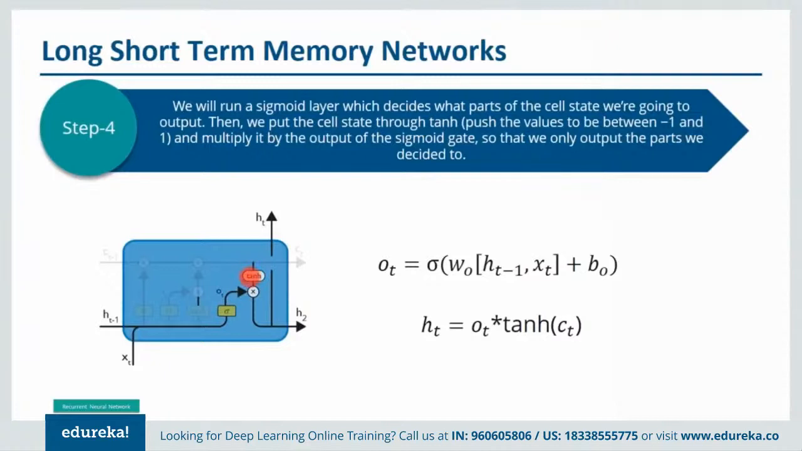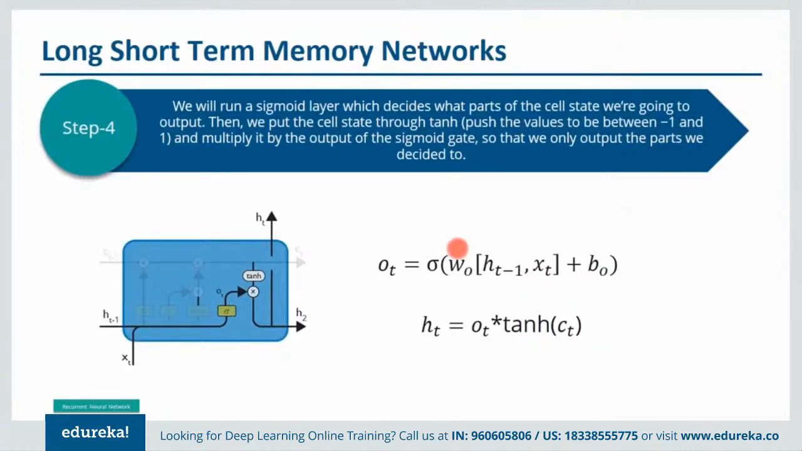And why do we do that? Just to push the values between -1 and 1. So after multiplying ot and tanh ct, we'll get the output ht, which will be our new output, and that will only output the part that we decided to. Whatever we have decided in the previous steps, it will only output that value.